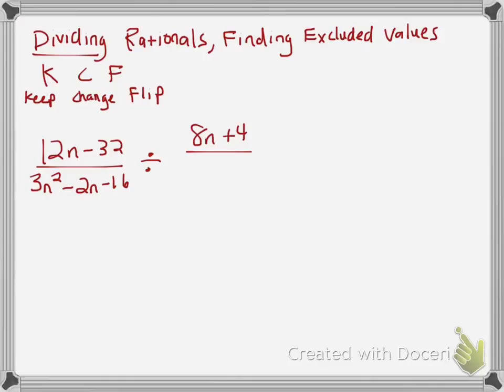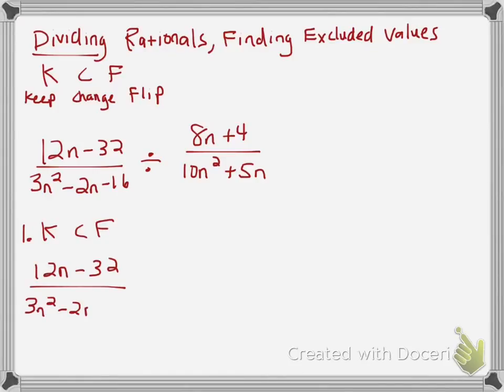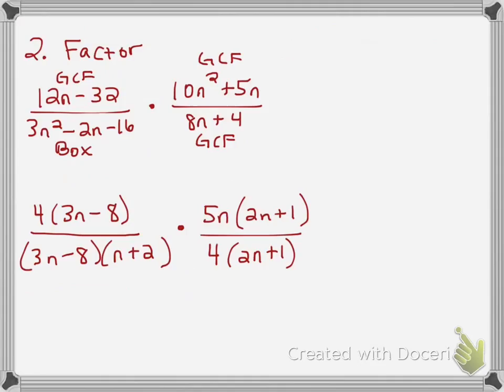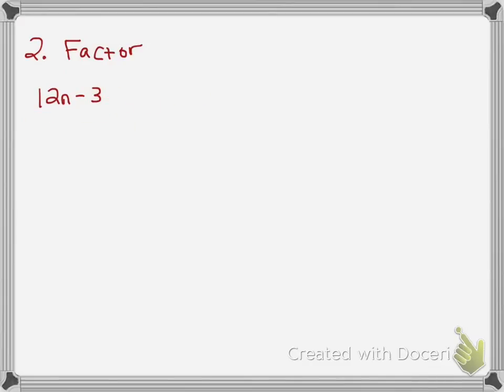So obviously we are dividing these two fractions. We're going to go through step one, that's the KCF. Keep that first rational expression the same. Now we're going to change the sign from division to multiplication, and then that back fraction we're going to go ahead and flip it. So 10n squared plus 5n is in the numerator, and 8n plus 4 is in the denominator. So now we've taken it from a division problem to a multiplication problem, and multiplying is a heck of a lot easier.